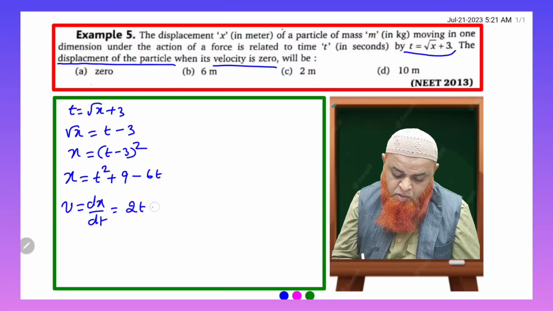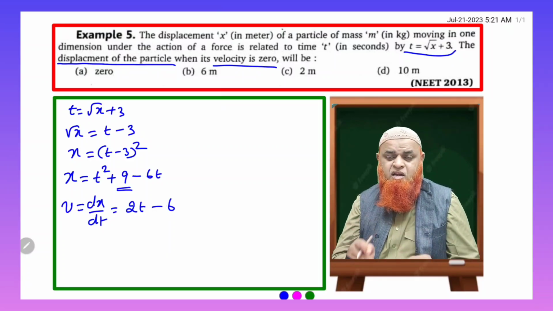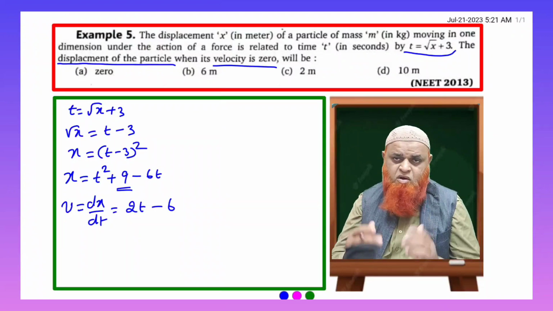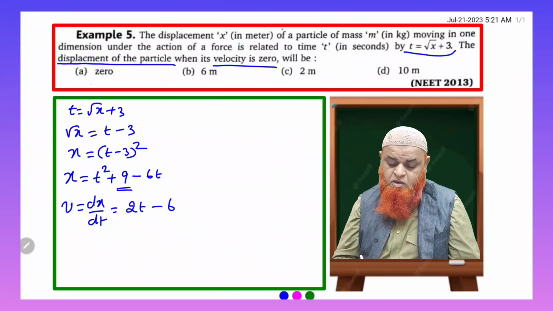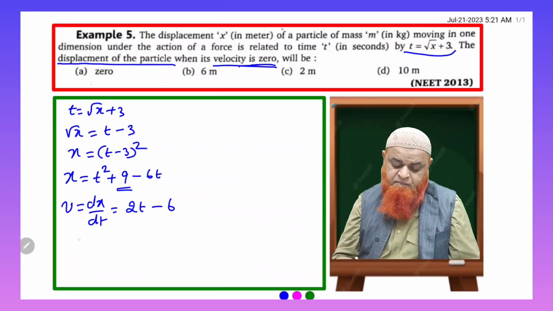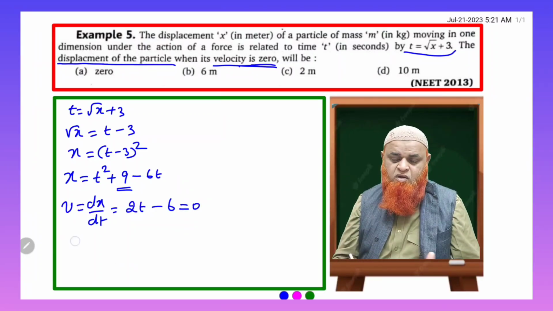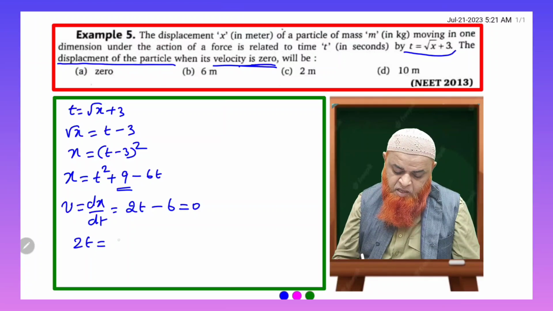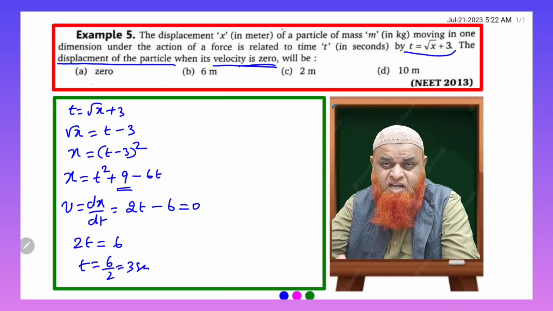If you do, you will be getting 2t minus 6, because here the differentiation of 9 is going to be 0 as it is a constant. And he said that velocity is going to be 0. At that time you have to find out the displacement. For that, what you need to do? You have to consider this term as 0. Velocity is going to be 0. Therefore 2t is equal to 6 here. So t is equal to 6 by 2, which is going to be 3 seconds. So when velocity is going to be 0, it takes a time of 3 seconds.